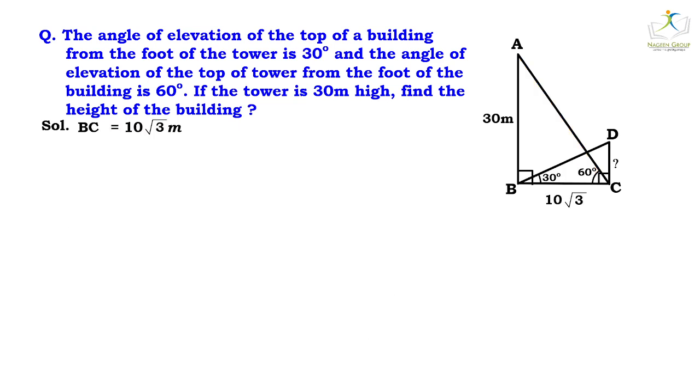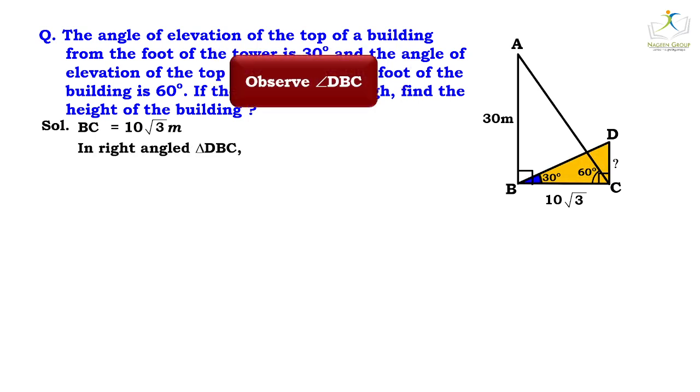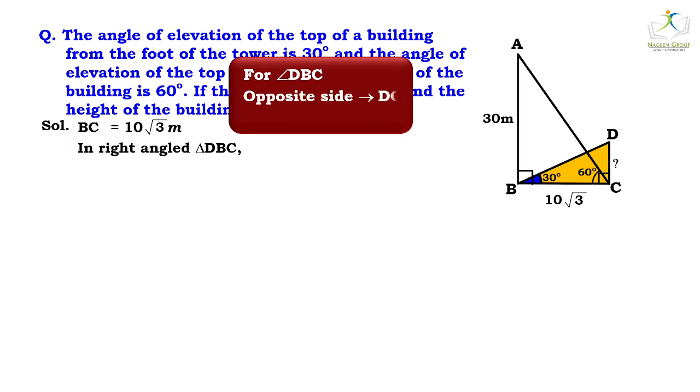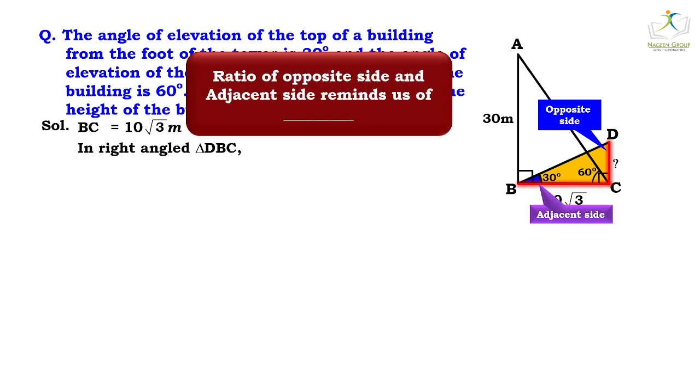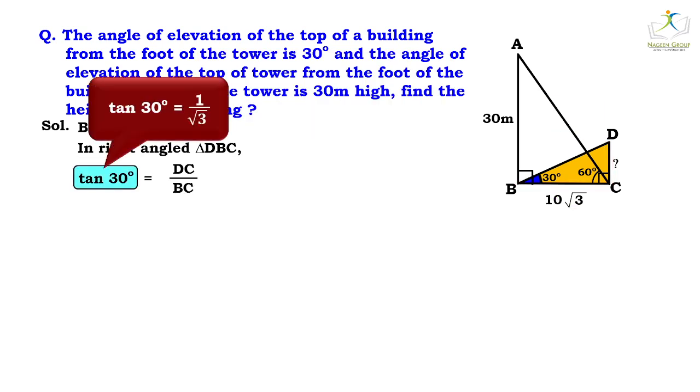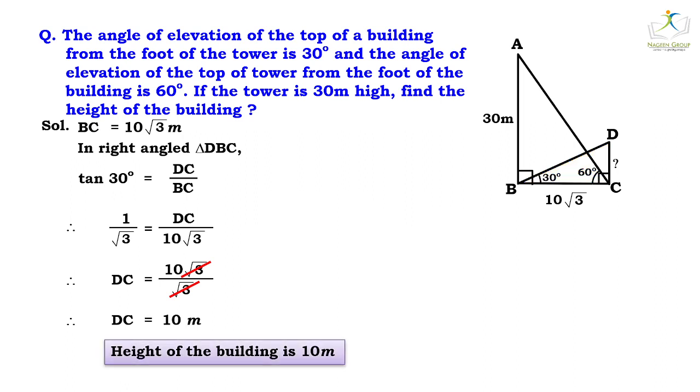Now consider triangle DBC. Here in triangle DBC we have opposite side DC, adjacent side BC. So opposite by adjacent will give you again tan 30, perpendicular by base. tan 30 की वैल्यू 1 by root 3, DC आपके पास as it is, BC की वैल्यू कितनी आएगी, 10 root 3. 10 root 3 divided by root 3 cancel, आंसर कितना आ गया, 10 meter. Right, now height of building comes out equal to 10.